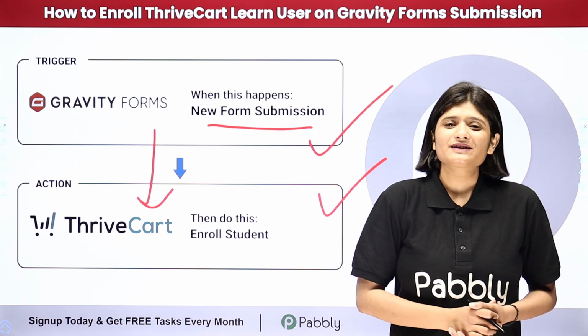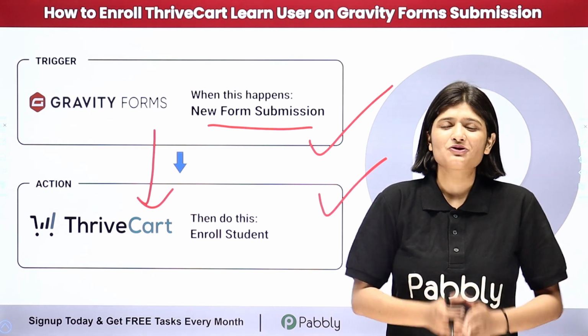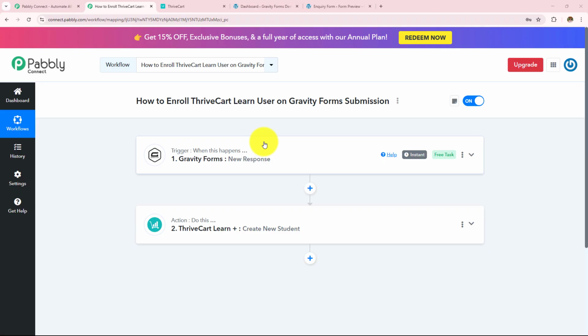Now, if you want to learn this amazing automation step by step, then let me take you all to my screen. In this video, we are going to see how to enroll Thrivecart Learn user on Gravity form submission. For this, I have created an automation workflow where I have built a connection between Gravity Forms and Thrivecart Learn Plus with the help of Pabbly Connect. So now we are going to check this automation workflow once.